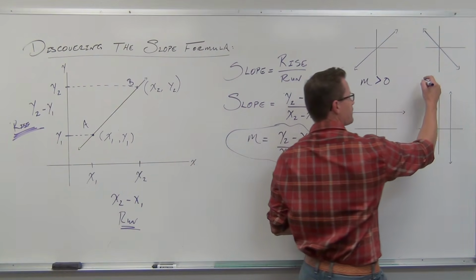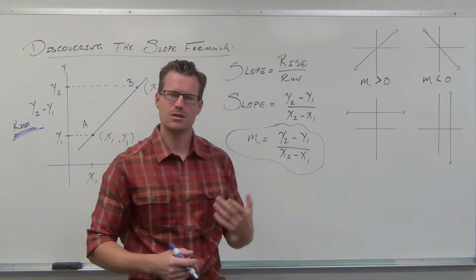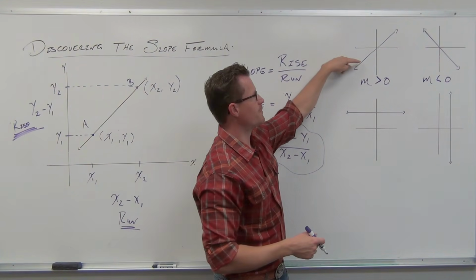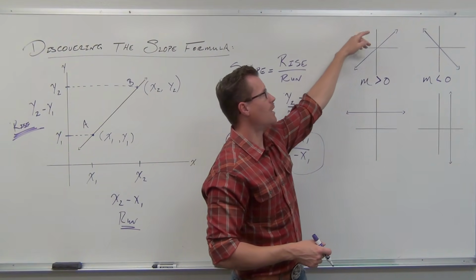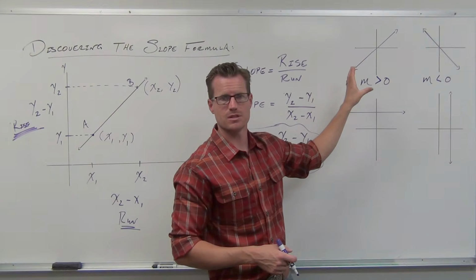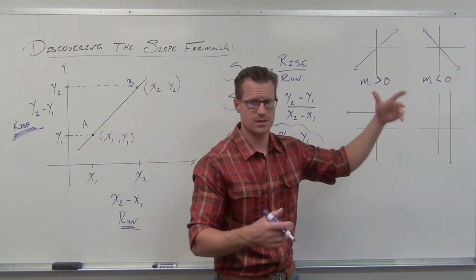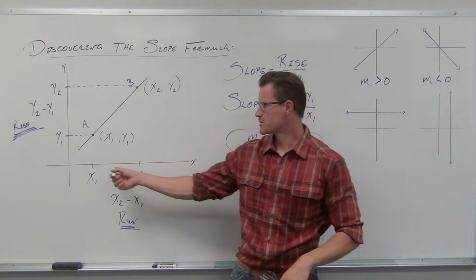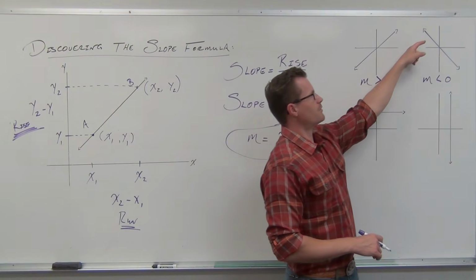That means that m would be less than 0. Can you think about that? If you went from this point to this point, do you see how we'd be climbing along the rise? Our values would subtract and give us a positive number. The run would always be positive, because if you always subtract large numbers minus smaller numbers, you get a positive, no matter what. Here, the reverse is happening.